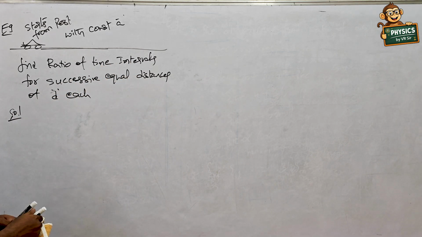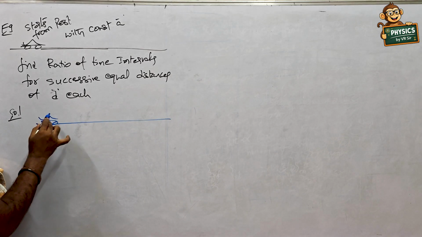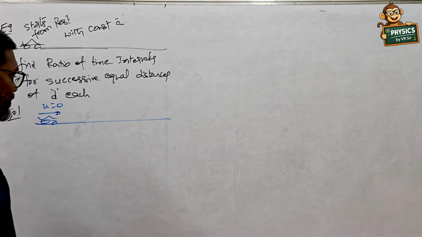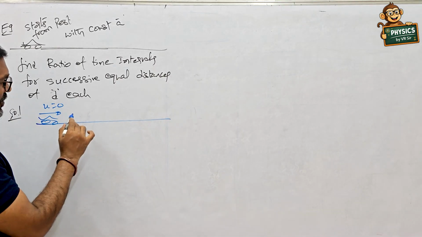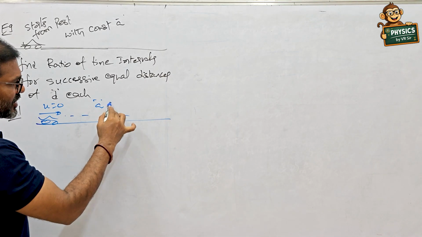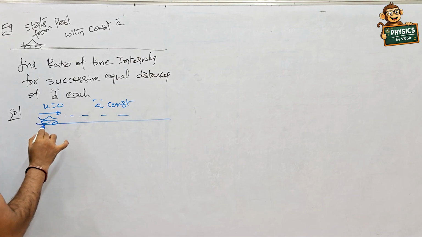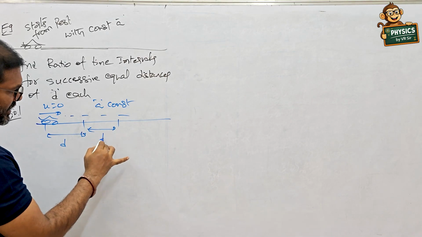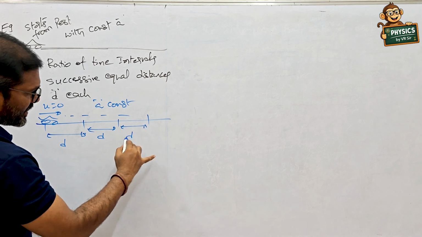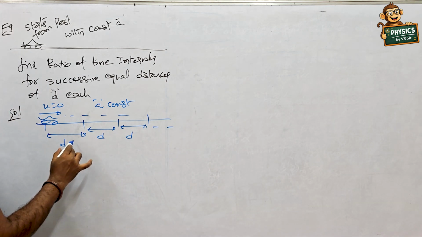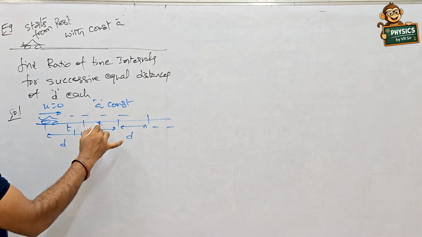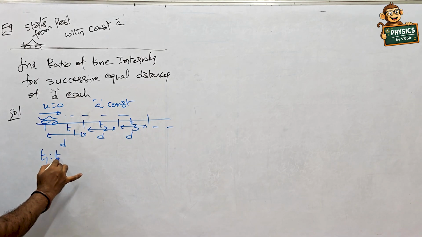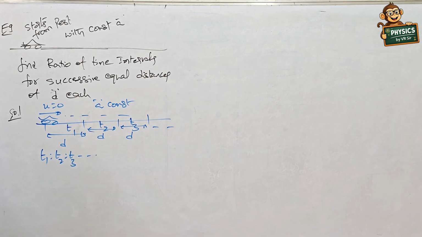What does it mean? See, here is the vehicle, it starts from initial velocity 0, starts from rest. So initial velocity is 0, it keeps on moving, and acceleration is constant. Now look here, let me take this distance d, and the next equal distance d, and the next equal distance d, and so on. Let's take the time taken for this journey as t1, for this journey t2, for this journey t3, and so on. And they are asking for the ratio of t1 is to t2 is to t3, and so on.